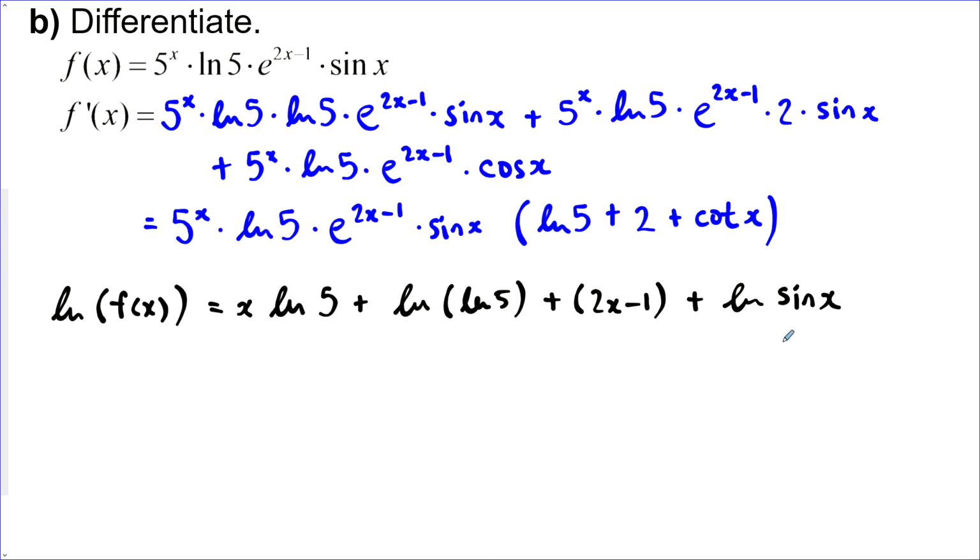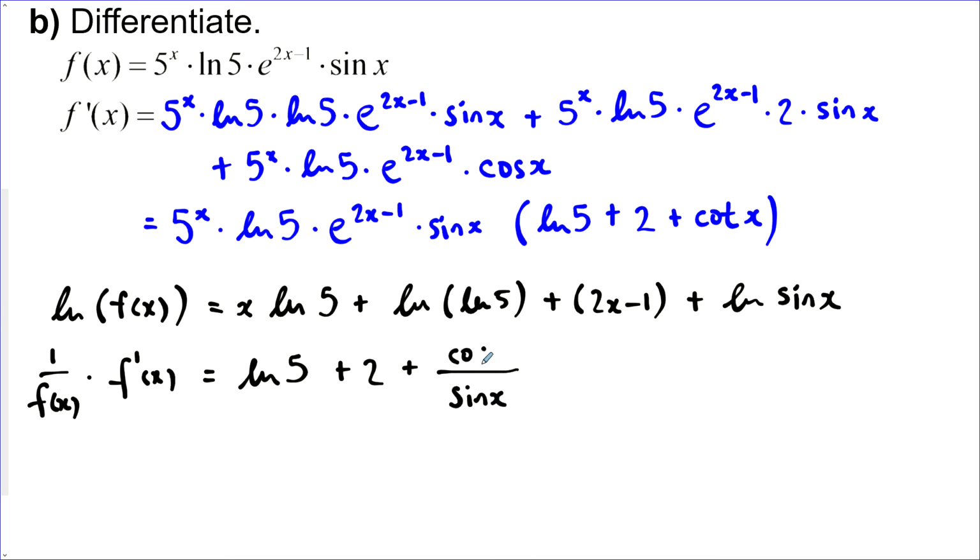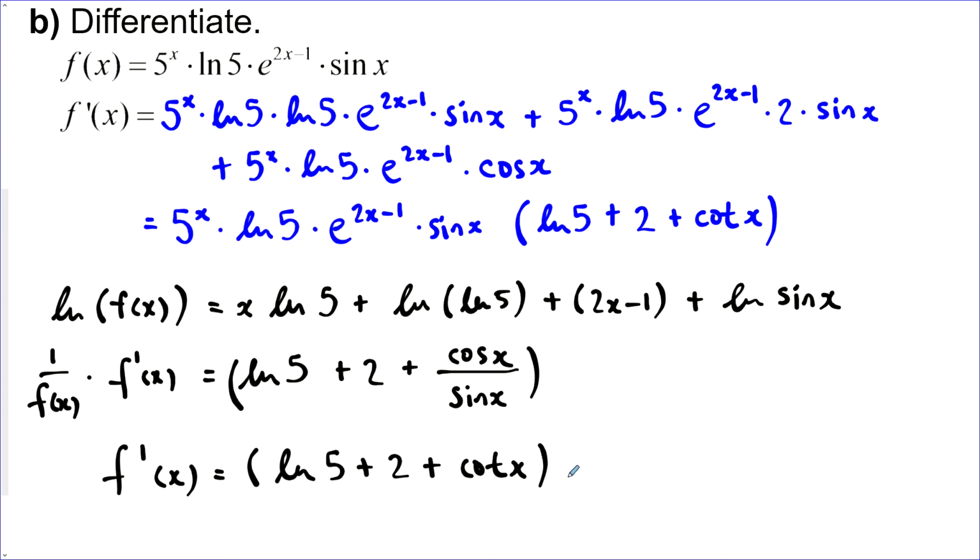Now we'll take the derivative implicitly, so 1 over f of x times f prime is equal to the natural log of 5. This is a constant, so it would just be 0. This is plus 2, and this is 1 over sine, and then the derivative of sine is cos. And now we're going to multiply it by the original function. So we got f prime is equal to natural log of 5 plus 2 plus, we can rewrite this as cotan x times the original, which is 5 to the x times the natural log of 5 times e to the 2x minus 1 times sine x. And when we compare that and what we originally did, we see that they are the same.